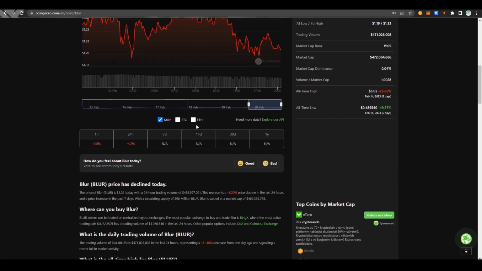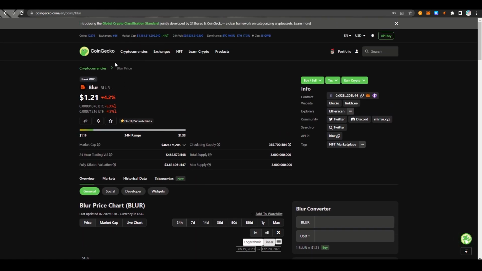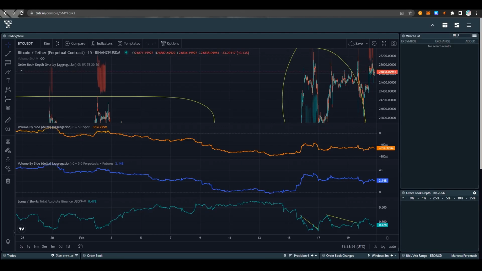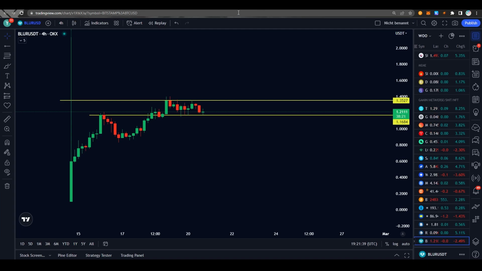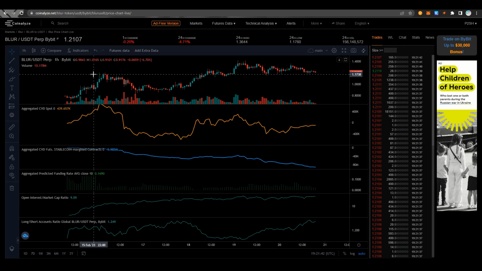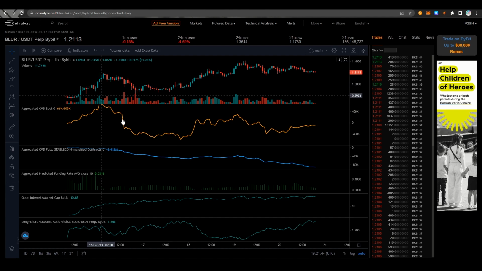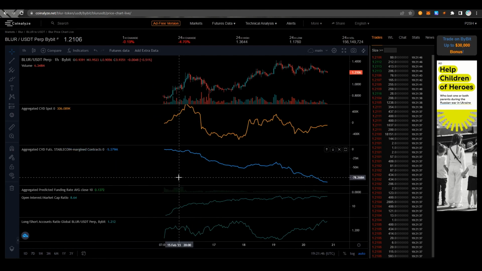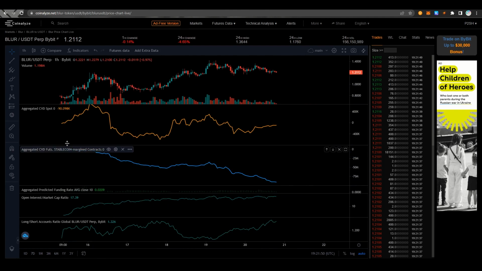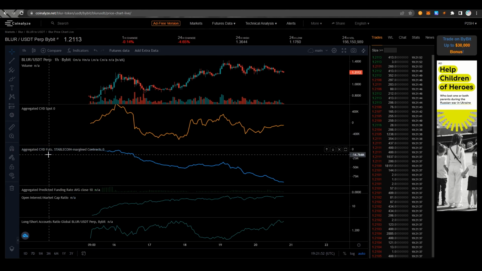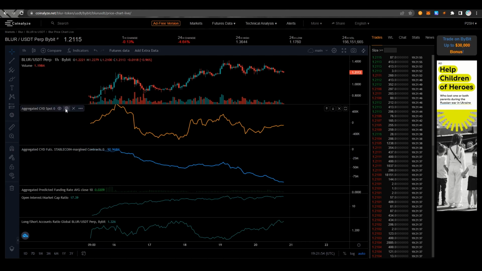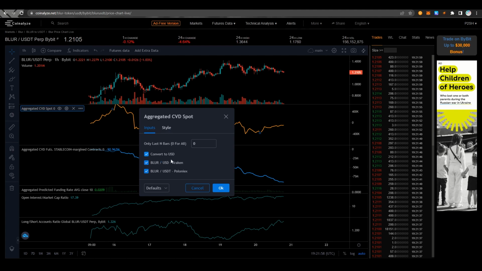I'm not familiar with their unlocks or anything like that, but we're going to take a look at the short-term price action of Blur sort of fundamentally, and we're going to discuss that. So first we're going to look at my two most favorite indicators. It's called the aggregated CVD stablecoins and aggregated CVD spot. I'm not sure about all of the inputs.